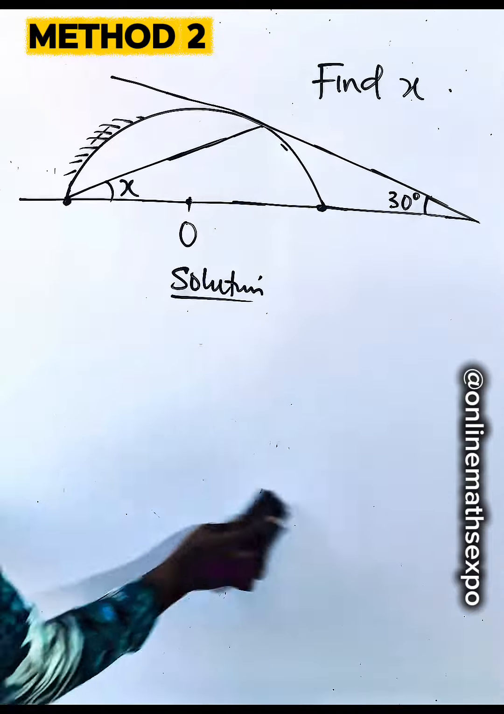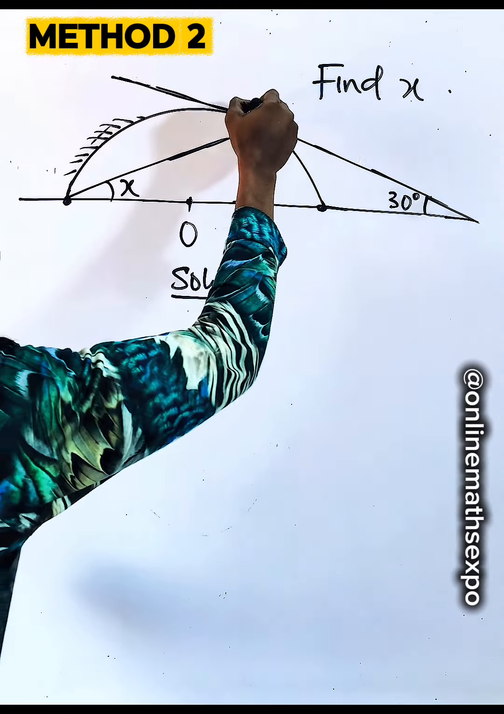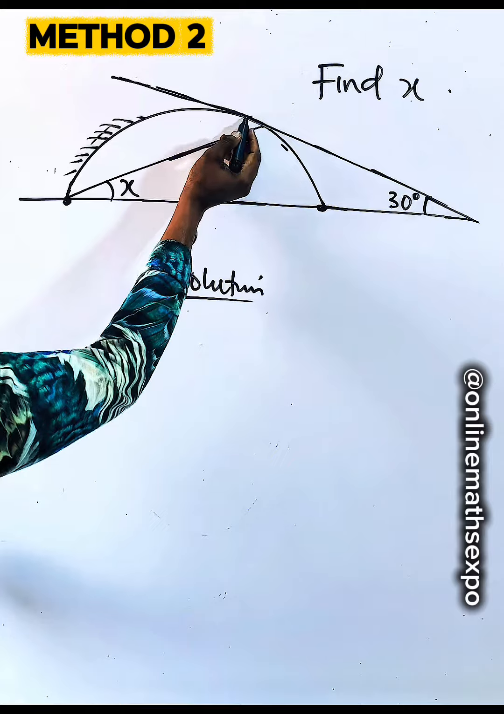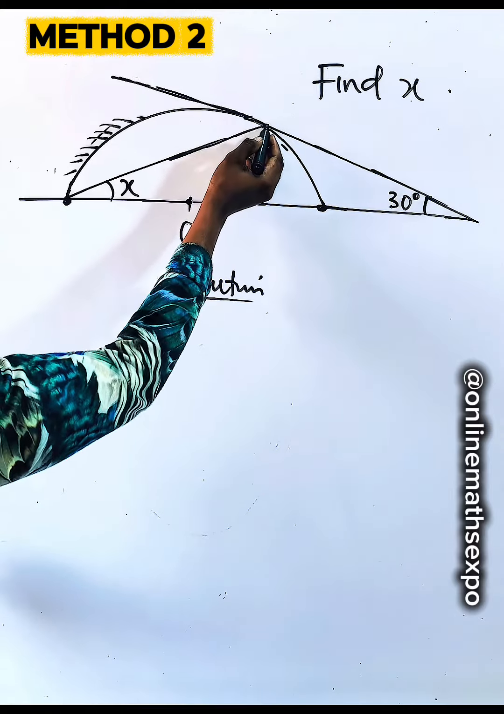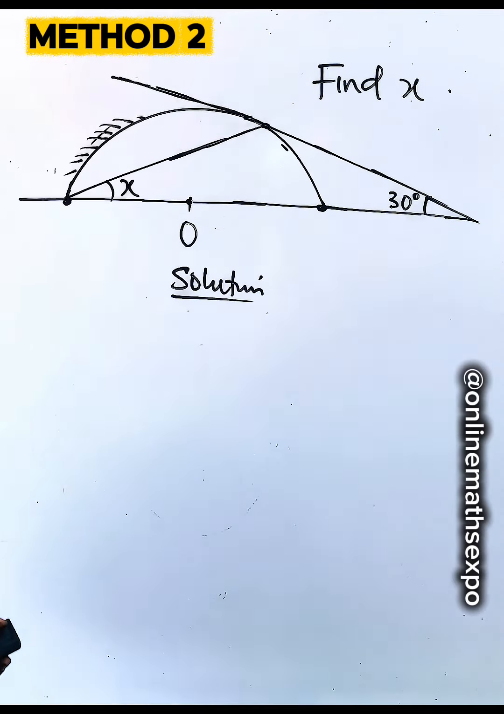Now, another line that is very important here is this one. This one is the one we call the tangent line. You see that it is touching the circumference at a point. Did you see it? This point. So this line is the one we call the tangent line.